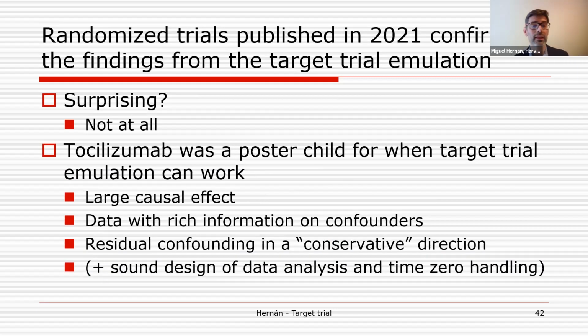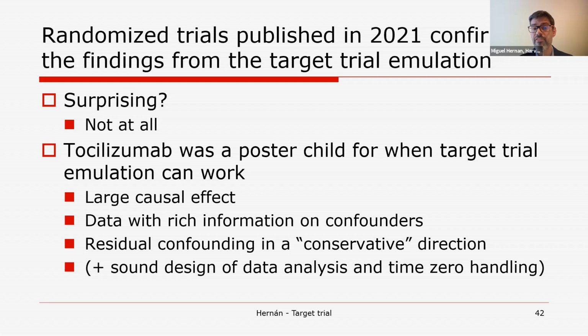So when the large trials were published last month and last week, they're not published, but the results are known now. They found the same thing as the observational study had found in May. And this is not surprising because this is precisely the poster child for when target trial emulation can work. You have a very large causal effect. We have data with rich information on confounders. The residual confounding goes in a conservative direction, and there is a sound design of data analysis and handling of time zero.